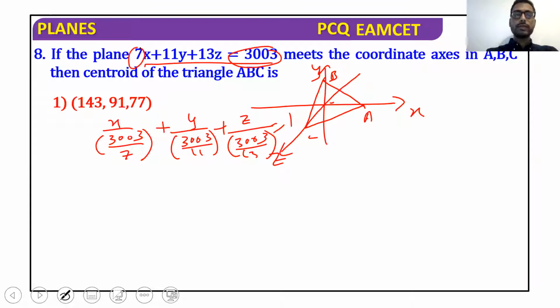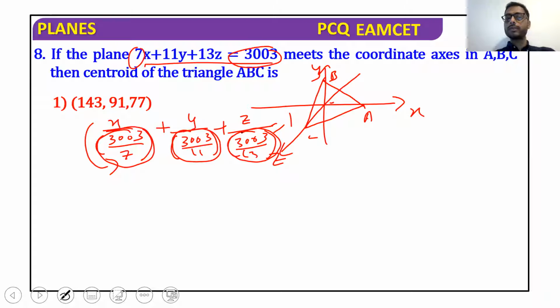What I've done, I've taken this numerator term and written in denominator's denominator according to laws of indices, so that this will be my x-intercept, which is A, this will be y-intercept, which is B, and this will be z-intercept, which is C.